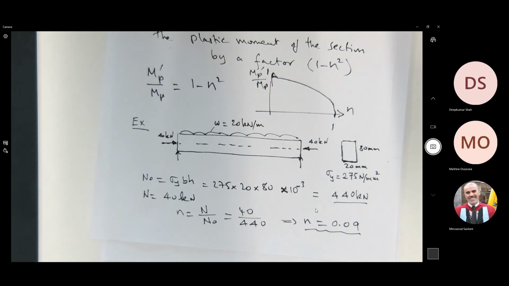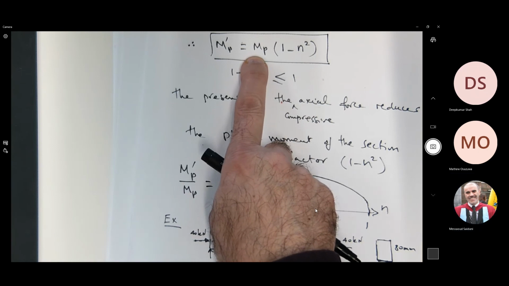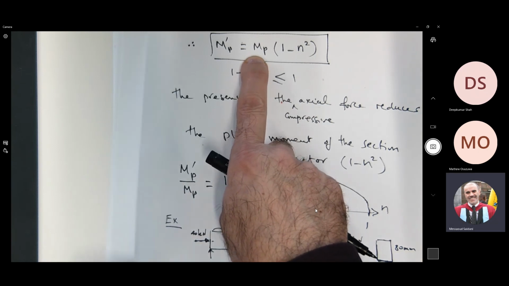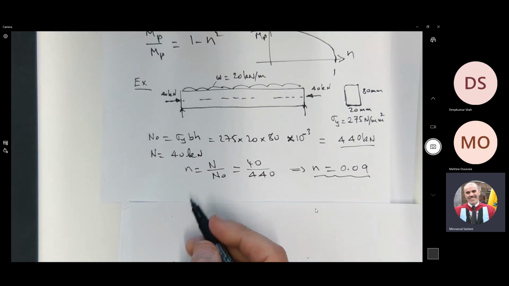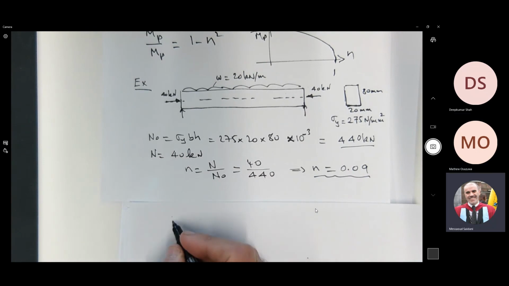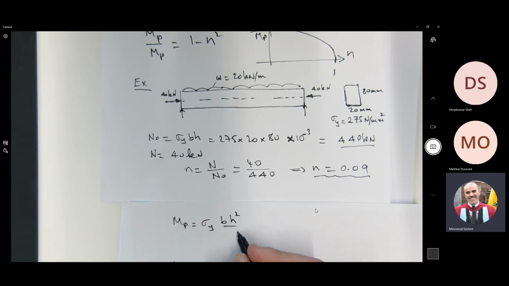Good. Do you know MP? We can determine MP, can't we? Because MP is sigma y bh squared over 4. So just substitute.